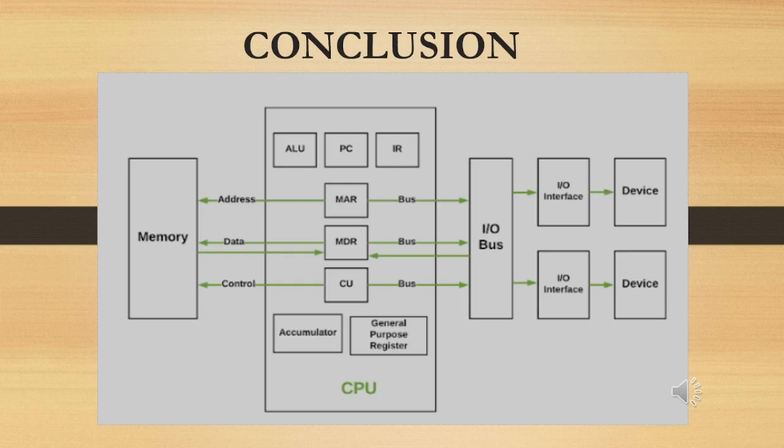So, in conclusion, we can say the memory address register, that is MAR, and memory data register, that is MDR, are critical components in the memory access process. The MAR is responsible for holding the memory address of data that needs to be accessed, while the MDR holds the actual data that is being retrieved or stored.